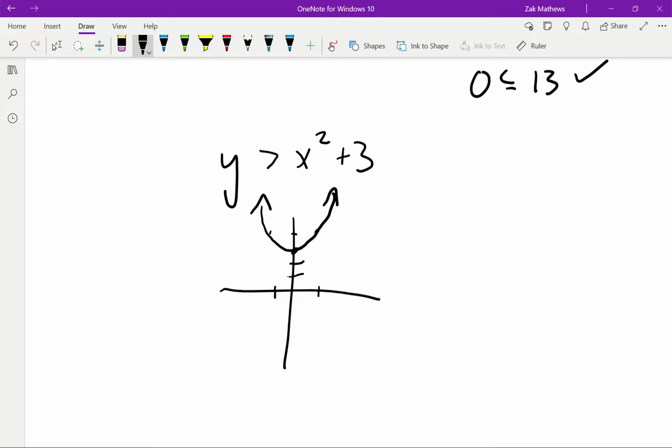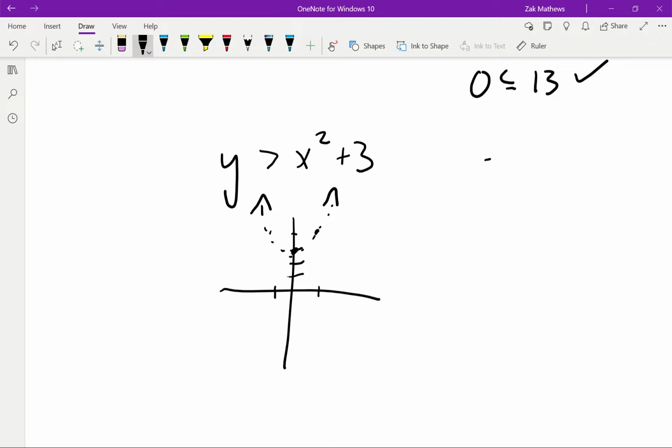But notice we do not have any equals here. We have y is strictly greater than x squared plus 3. So this is not correct. This is not the correct division of the line. I really need to be using a dotted line to create the division between what is acceptable and what is not.